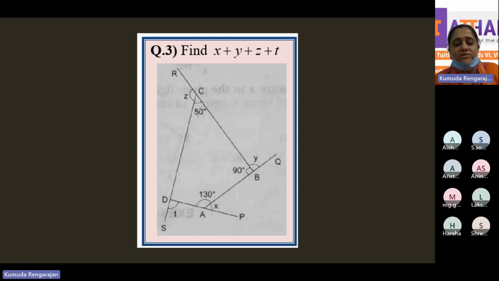But here in this figure, since you're marked, just take the question like this. Find x, comma, y, comma, z, comma, t, so that it's not confusing. So then we have to find the angles. So now t will be, t is 90. 90 degrees, ma'am. T is 90, very good. Because x plus y plus z plus t should be 360 degrees. Sum of all the exterior angles is equal to 360.